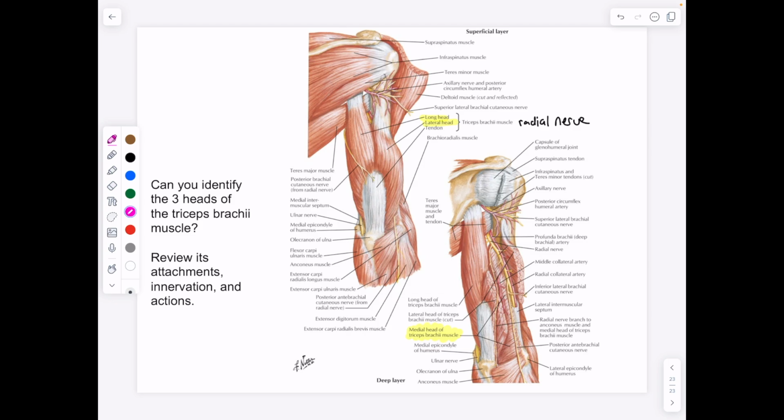Three heads of the triceps brachii. We have our long head, we have the lateral head, and then deep to both of those, we have the medial head of the triceps muscle.